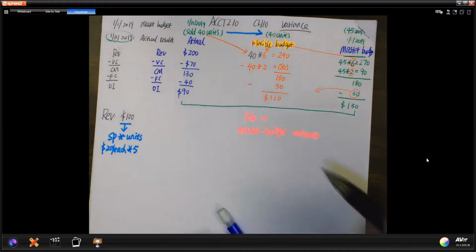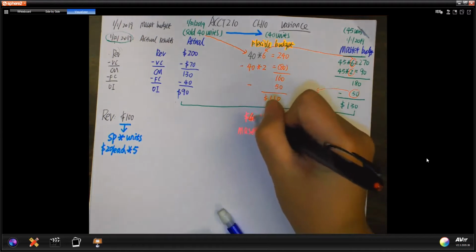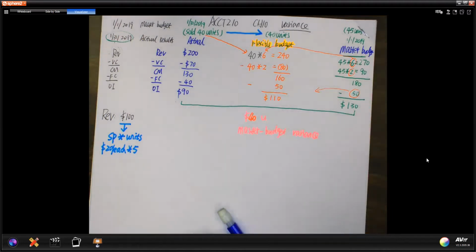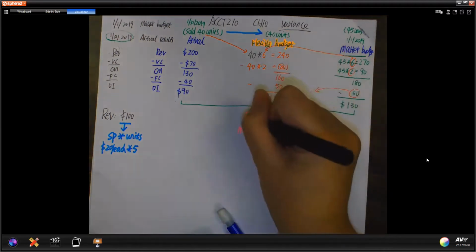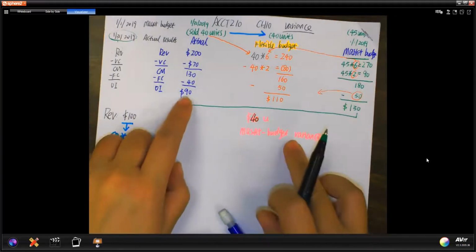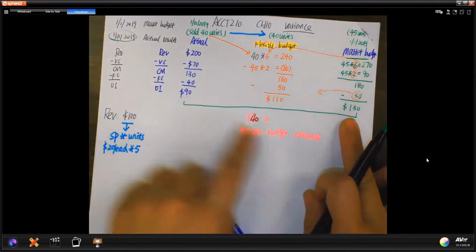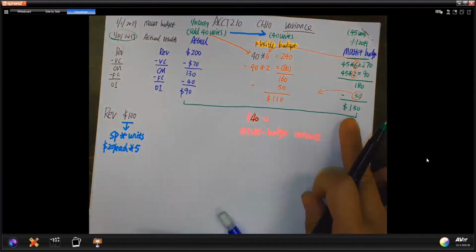Oh, sorry, what am I doing? This is so wrong. Sorry, my fault. I should have always used my calculator. Sorry about that. Your master budget, 130 minus 90 is 40, not 60. Sorry about that, it's all my fault.